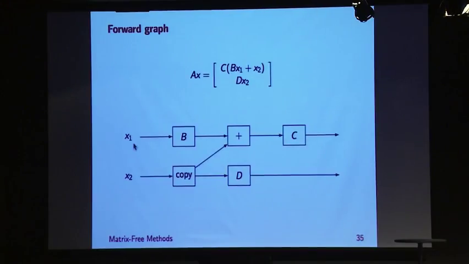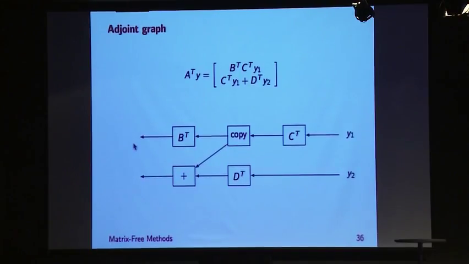Here's an example. I have 3 fast operators, C, B, and D. And here's the mapping A, which I blocked into 2 vectors. That would have a computation graph like this. Copy is simply a stupid operator. It takes its argument and produces 2 copies of it and spews them out. By the way, for the adjoint, we just transpose A. We reverse the computation graph. The adjoint of plus is copy, and the adjoint of copy is plus. That's literally the adjoint operator. And so here's the adjoint graph.